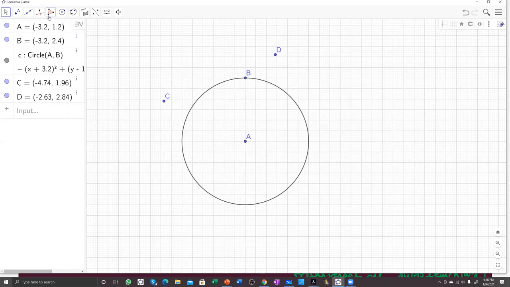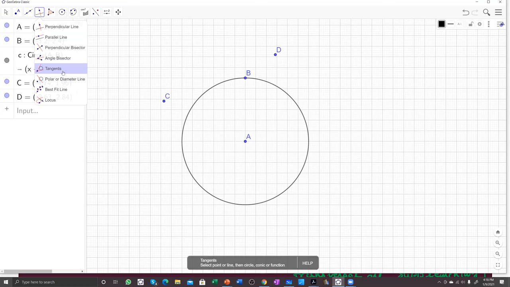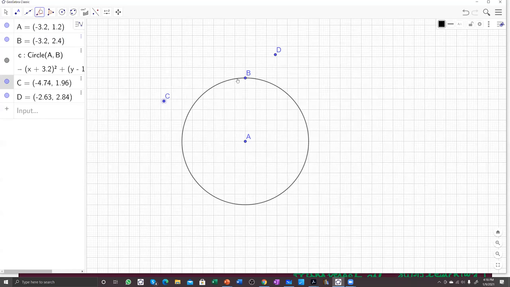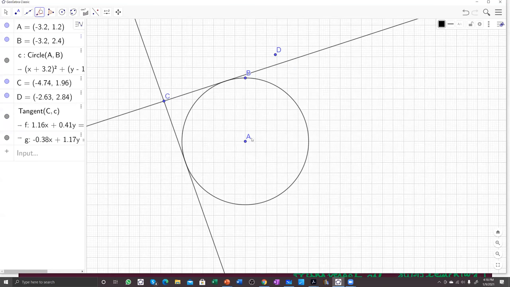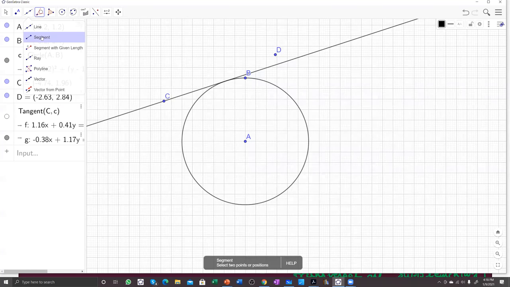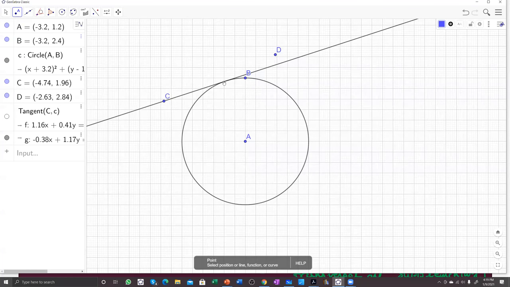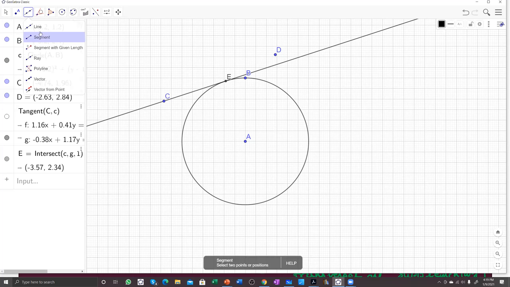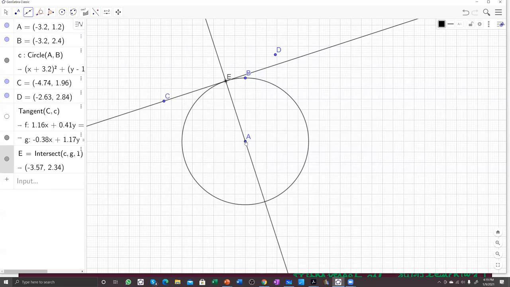So what you do is draw a tangent from C to this. These are the two tangents. You can see there are two tangents now. Let me take this off, this is not needed. Then what do I need to do? Construct a parallel line, or let's say construct a diameter. How to construct a diameter? Join this point E and construct a line. So E and A, perfect.